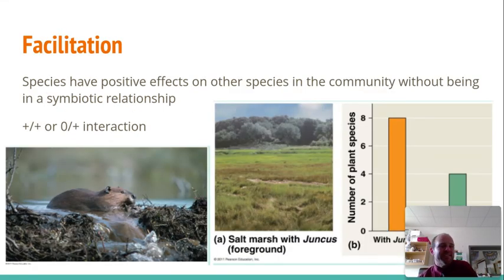And the last thing I want to talk about is facilitation. So these are things that have a positive effect on lots of other species in the community without necessarily being in a symbiotic relationship. So these are either plus plus or plus zeros. So for example, beavers build dams, which block up rivers, which create eddies or little places for the water to slow down. This creates habitat for other organisms, which allows them to be successful. Juncus grass allows for more plant species to be present in salt marshes because it secures the soil, allowing for less erosion, and it puts nutrients into the soil so more plants are able to grow. So these are builders, and while they may not necessarily benefit from the others, they're certainly contributing huge benefits to others.